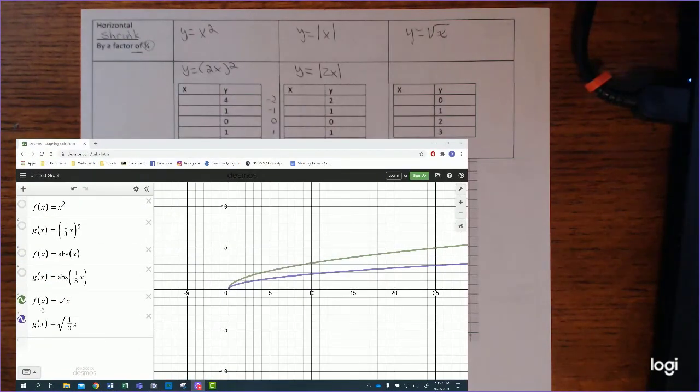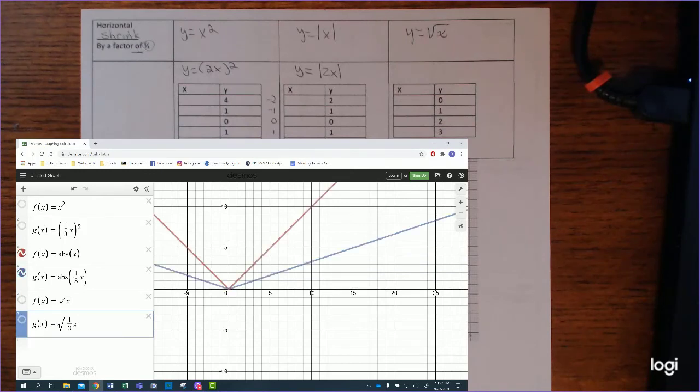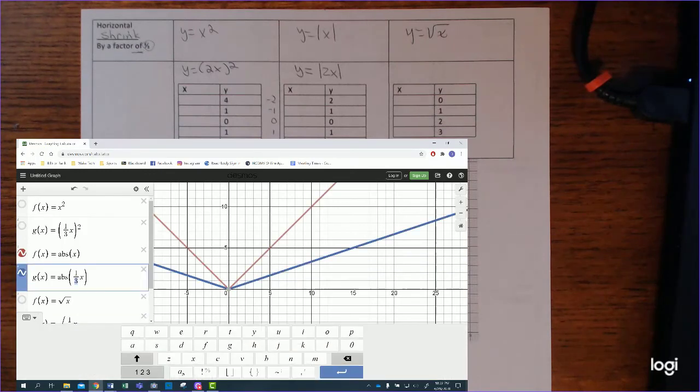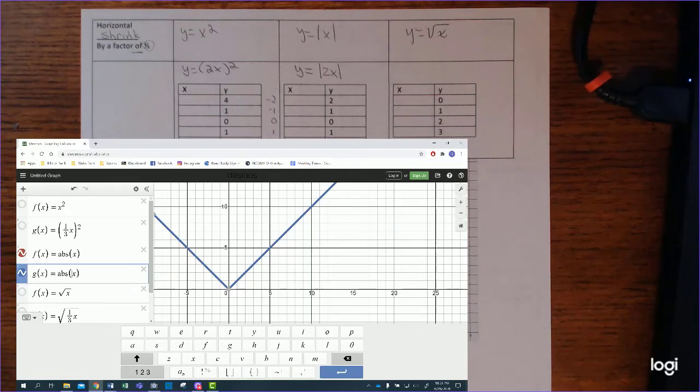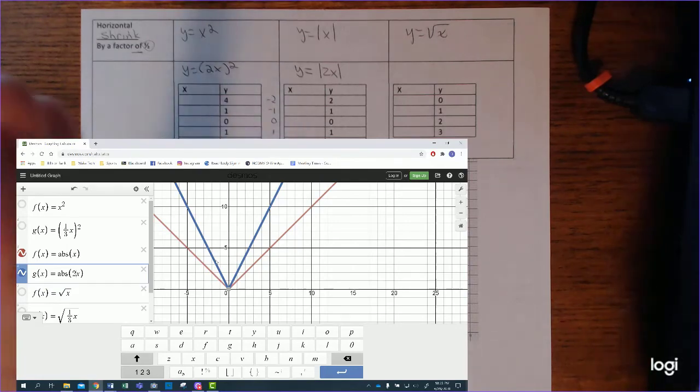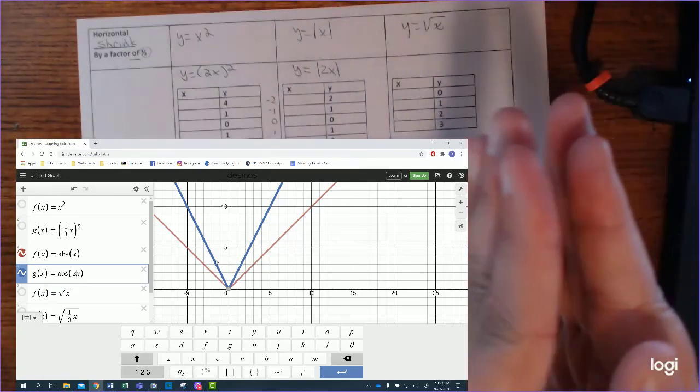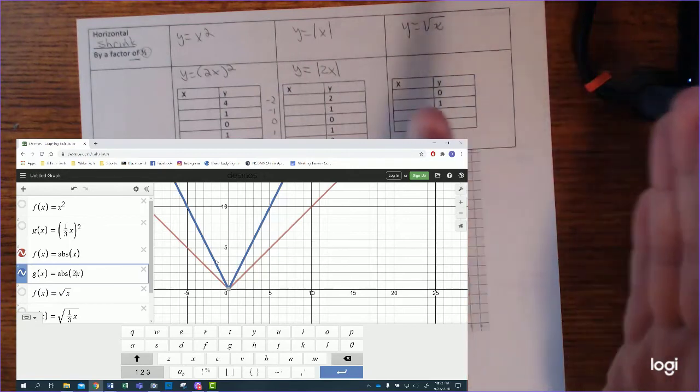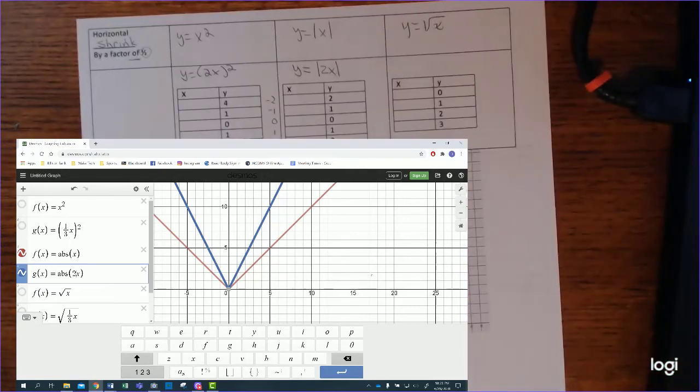Turn absolute value on. All right, I need to horizontally shrink this by a factor of 1/2. So 2 goes in there. And see that blue graph? It's horizontally shrunk. Pushed those red values in by a factor of 1/2.